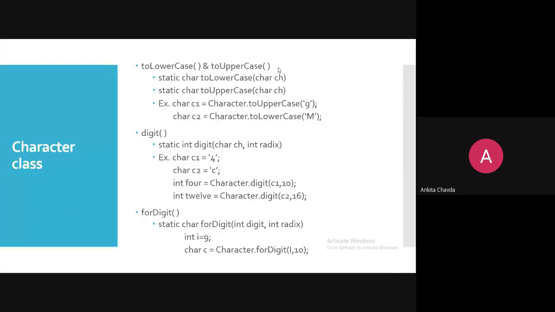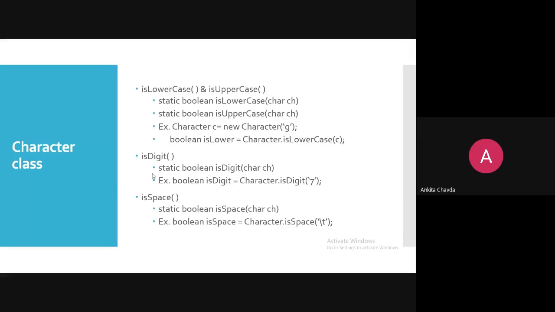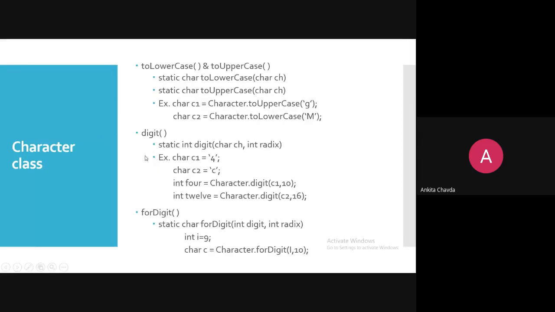Fine. Okay. Then digit. Have you seen this? Only digit. It is not isDigit. That is different, and this one is different. In this digit, what you are giving is static int digit, char ch, int radix. What is the return type? Integer. As the name itself says, it is digit. Digit means either 0 or 1 or 2 or 4 or something till 9. So whatever is written as the type, that is integer.